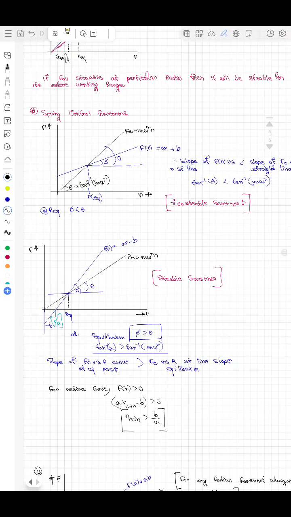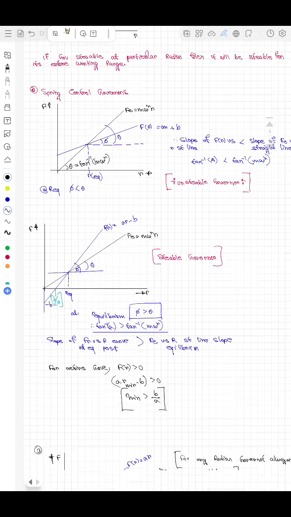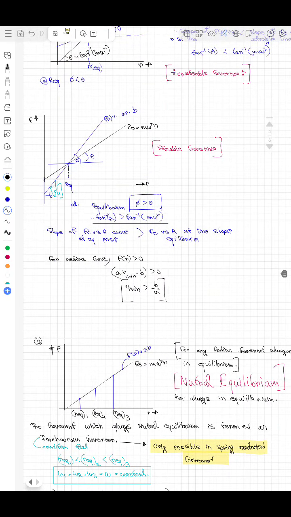Now, what is happening? F equal to a r minus b. So this is minus b by a at this point. Here theta is less and phi is more, that is, the slope of F_c, a r minus b, is more. This is a stable governor. That is the equation. For an active governor, the effort F has to be greater than zero. It cannot be less than zero. It has to be always greater than zero at some point. Whenever it is less than zero, that is not going to be a stable governor.